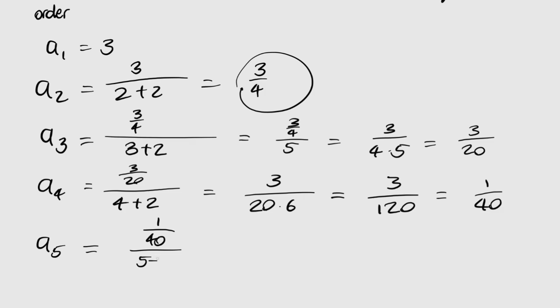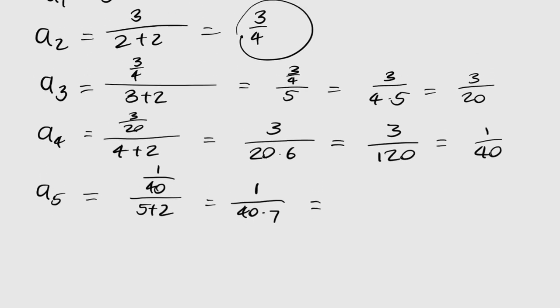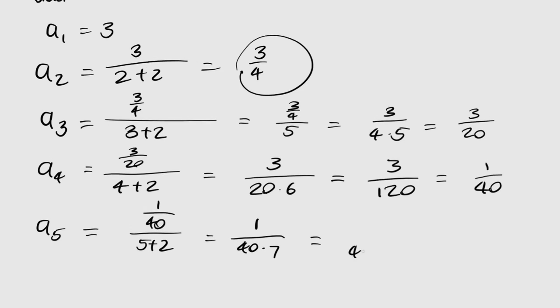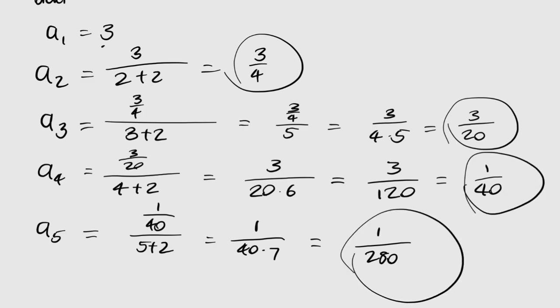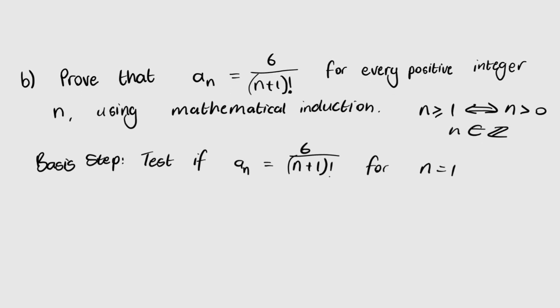plus 5 plus 2, that's equal to 40 times 7. That is equal to 4 times 7 times 10. 4 times 7, that's 28, so it's 280 over 1, and 1 over 280. There we have our first 5 terms, right? We have 3, we have 3 over 4, 3 over 20, 1 over 40, and 1 over 280. On to the next part of the question.